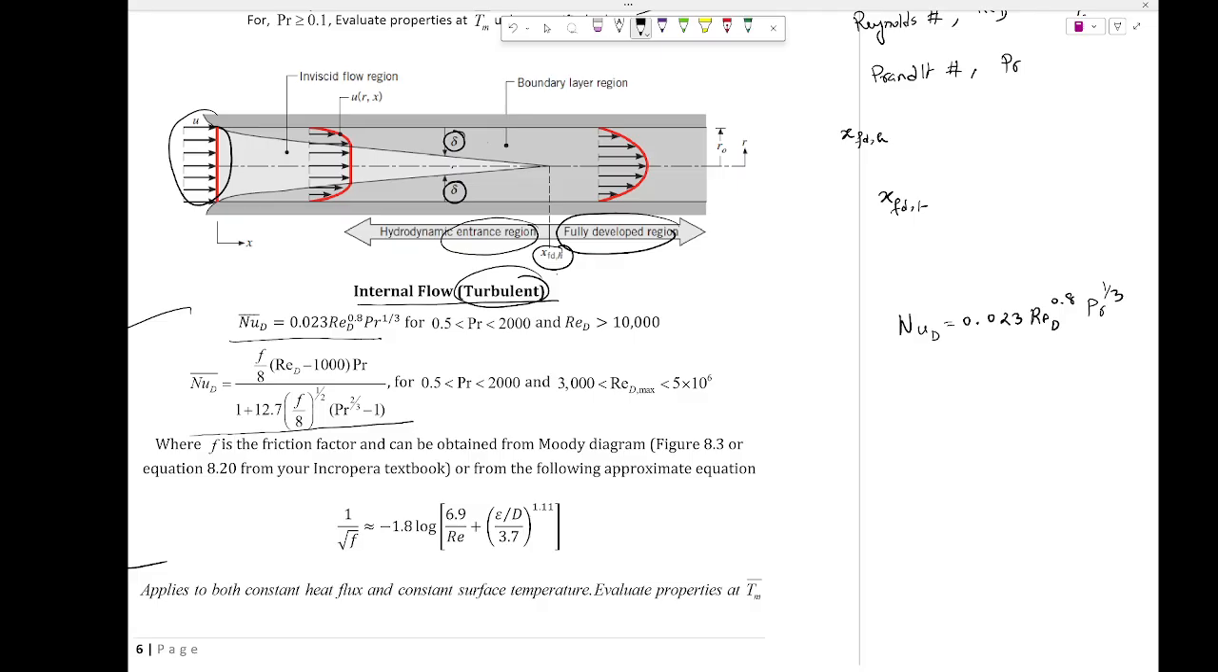So this equation you will be using when you are dealing with a Reynolds number between 3,000 and 5 million. This is another equation, but there is an easier equation as well. Oftentimes when you are learning heat transfer, always remember that for one certain application there are multiple equations. Even for this turbulent flow, there are multiple equations.